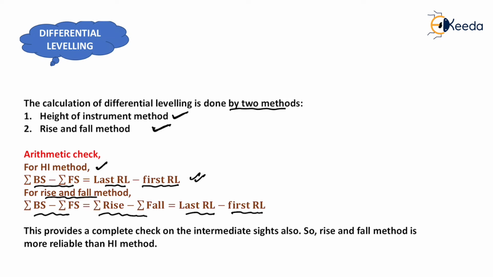Why? Because it provides a complete check on intermediate side also. It means that rise and fall method provides check on backside, foresight as well as intermediate side, because with the help of intermediate side we will calculate the rise and fall values. So rise and fall method provides complete check on foresight, backside and intermediate side. That's why rise and fall method is more reliable than height of instrument method. That is all about the differential leveling.